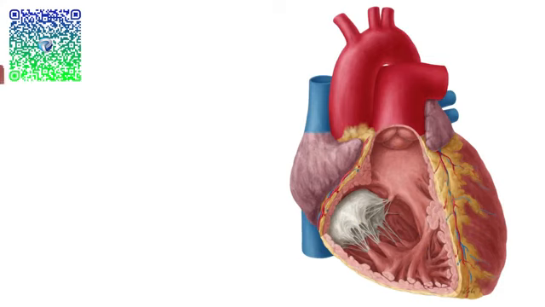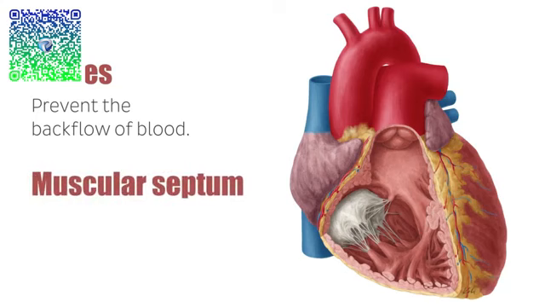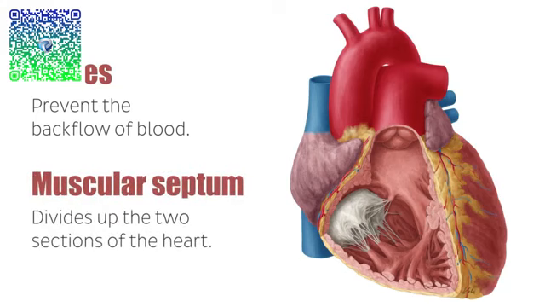The valves in the heart prevent the backflow of blood into the chambers of the heart. The muscular septum divides up the 2 sections of the heart, creating a left and right side, each containing 1 atrium and 1 ventricle. The right side of the heart pumps deoxygenated blood and the left side pumps oxygenated blood.